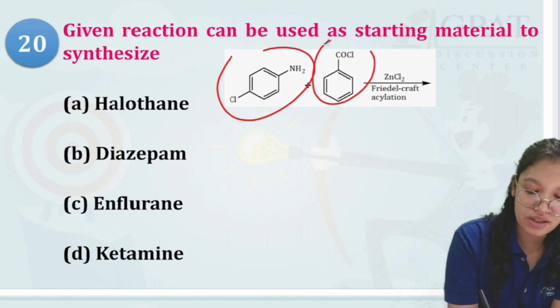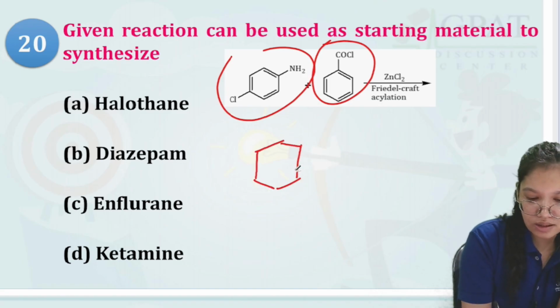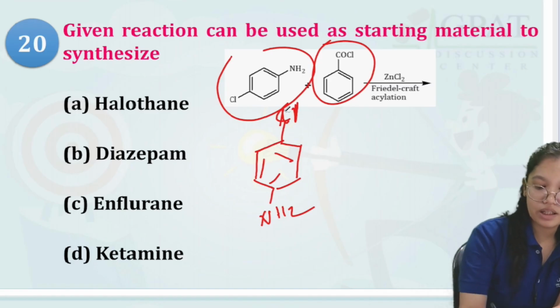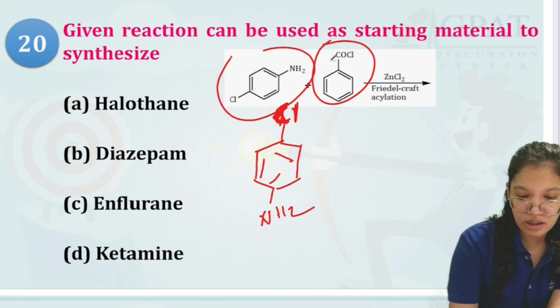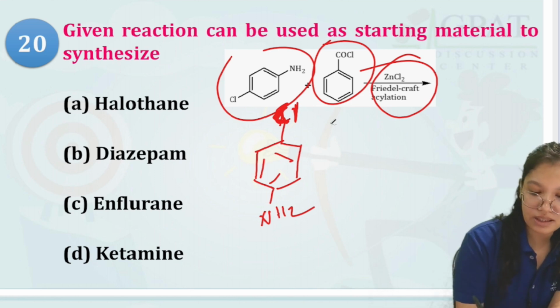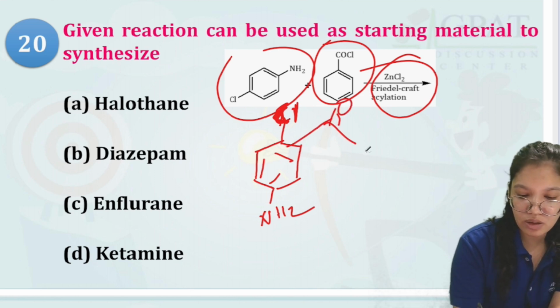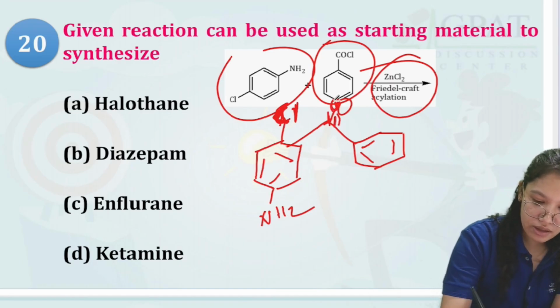Now next we have: the given reaction can be used as the starting material to synthesize. So the reaction is this. So what particular product will it make, let's see. So this is the ring, NH2, then we have a chlorine group. Either side you can make it, they are in 1 and 4 positions. It is reacted with what? The COCl. So on reacting them in the presence of Friedel-Crafts acylation, it will give an acyl group here, and then again this ring will be attached here. So this will be the product we will be getting on the reaction of this.